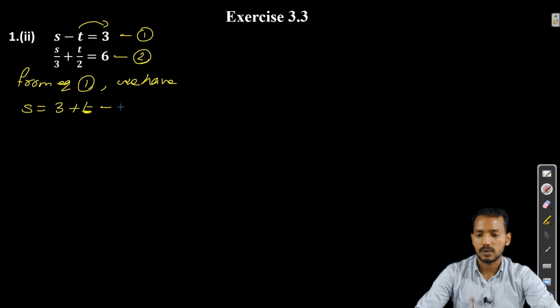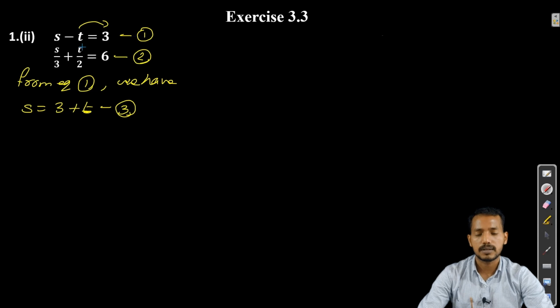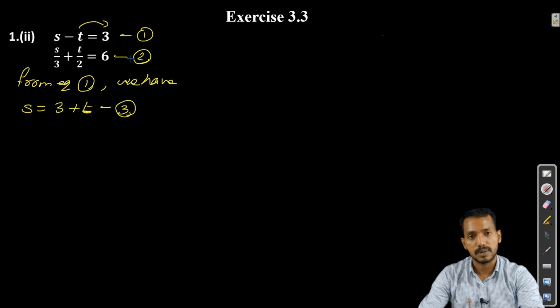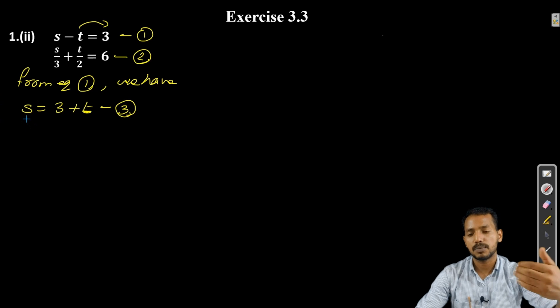Why did I choose equation number 1? Because equation number 1 is in simpler form, it does not consist of any fractions. So this is the most convenient one, so I have taken it from equation number 1. You can also take it from equation number 2, but it will be a little more complex. So choose the equation which is most convenient to obtain the value of one variable in terms of another. Now step 1 is over. Now we proceed with step 2.